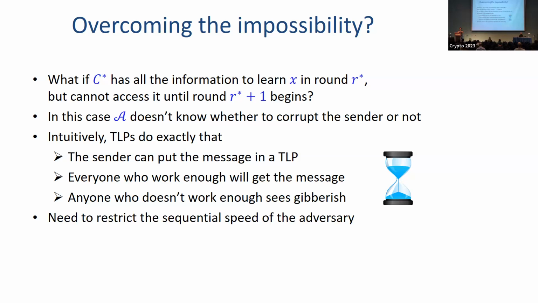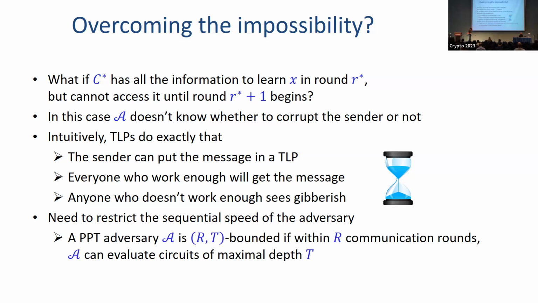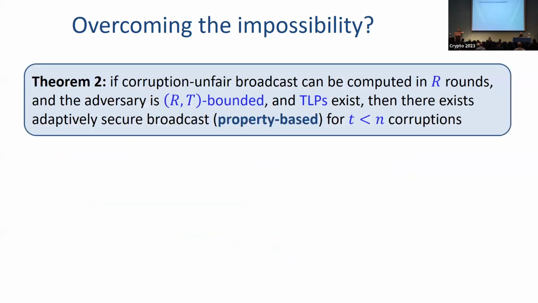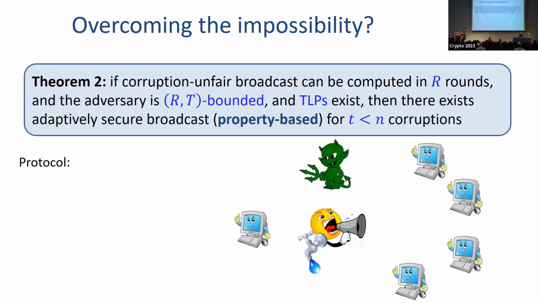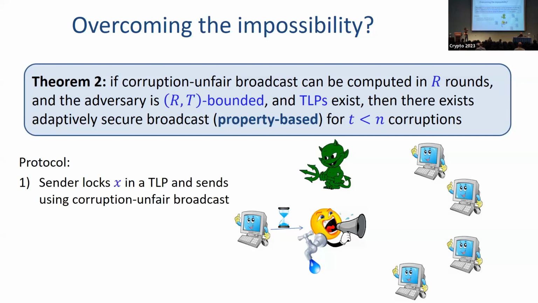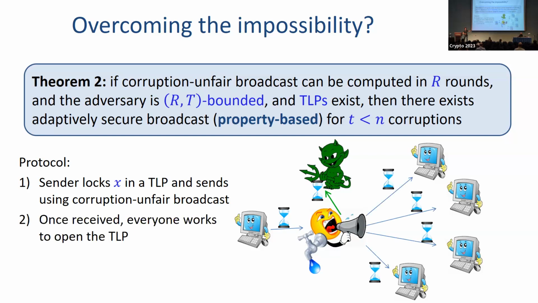So we also need to consider a more restricted set of adversaries here. We say that an adversary is R, T bounded if, within our communication rounds, the adversary can compute only circuits of depth at most T. And given that, we now have a very simple protocol to realize broadcast, the property-based definition, where the sender puts its bit in a time lock puzzle and sends the puzzle to everyone. The adversary has the time to corrupt the sender given the puzzle, but it doesn't know what's inside it. So we have this fairness property, and now everyone gets the puzzle and they can work hard, solve it and extract the bit. So that's nice.